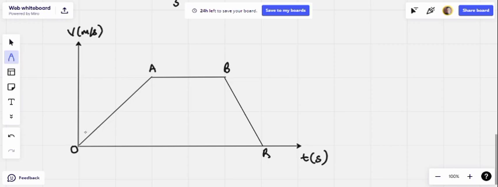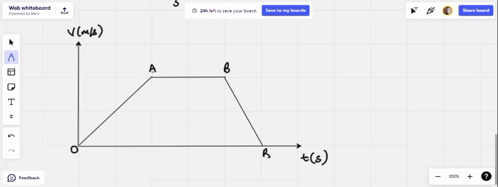So now if we are being asked to analyze what happens in this graph, what happens in this graph is that from point 0 to point A, the body is under acceleration. That means the body has accelerated.